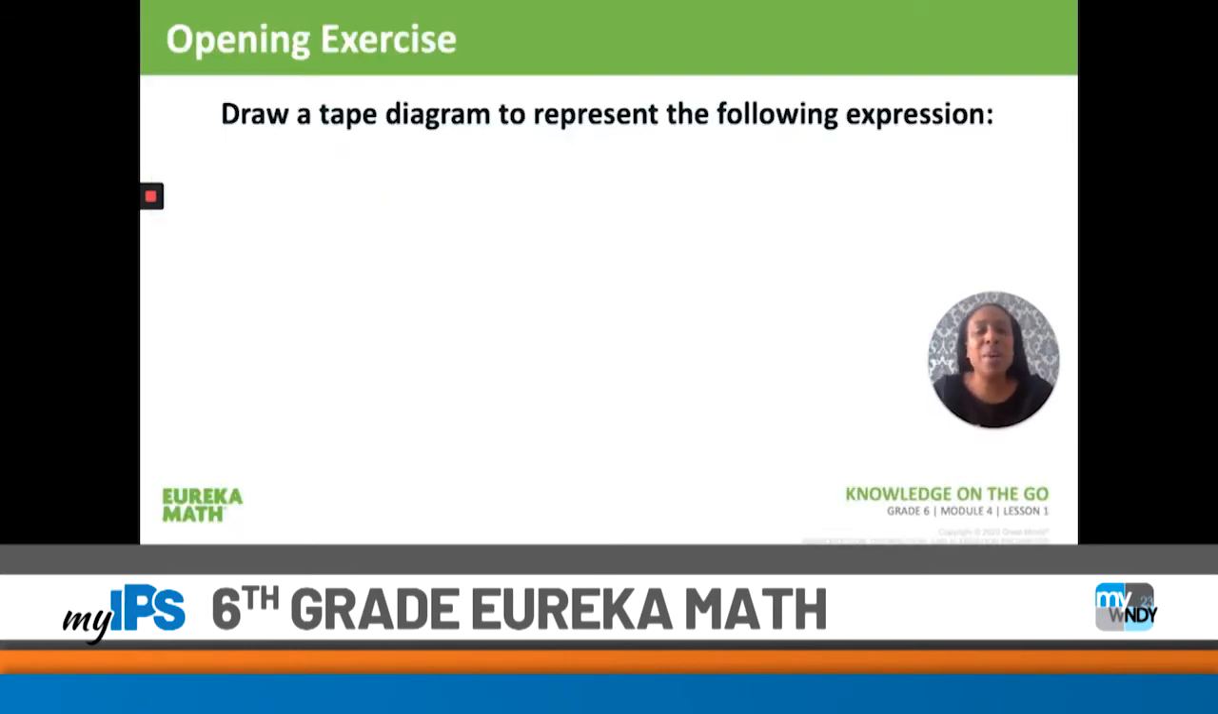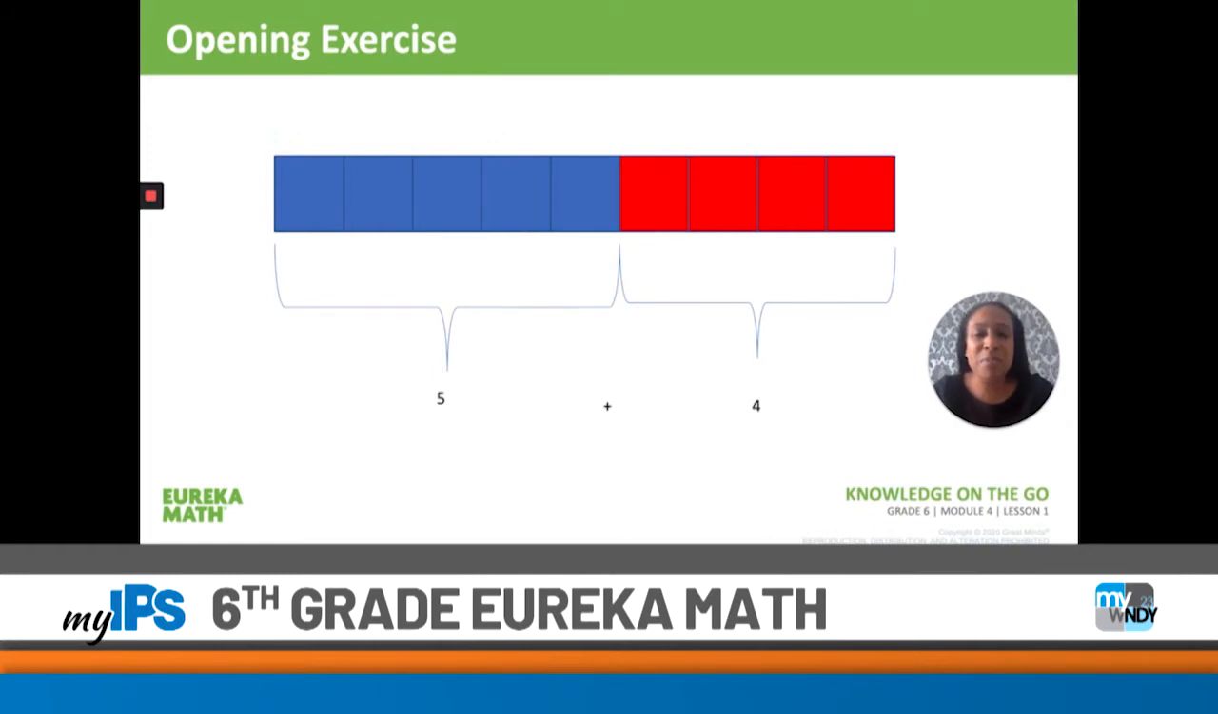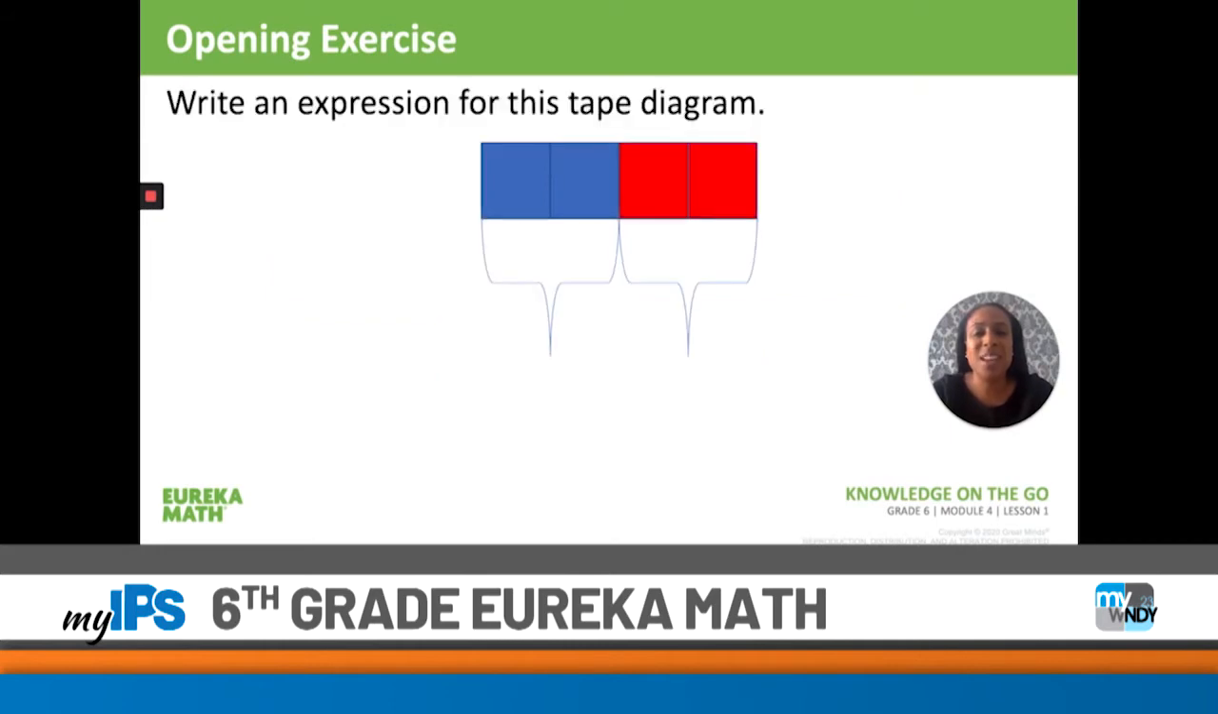We're going to start by drawing a tape diagram to represent the following expression. 5 plus 4. Great. Let's review the answer. This tape diagram represents the expression 5 plus 4. 5, the first part, is represented by 5 blue squares. 4, the second part, is represented by 4 red squares. So this tape diagram, when put together, represents 5 plus 4. Write an expression for this tape diagram.